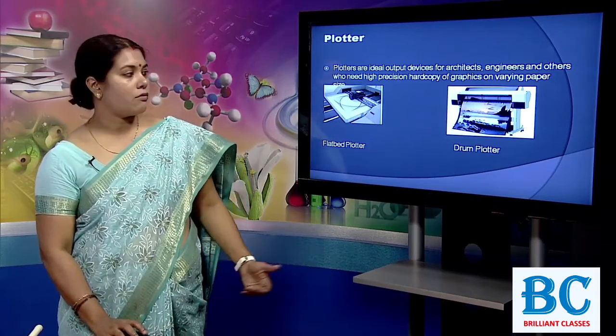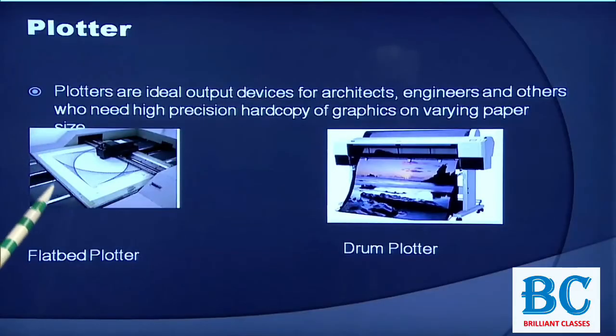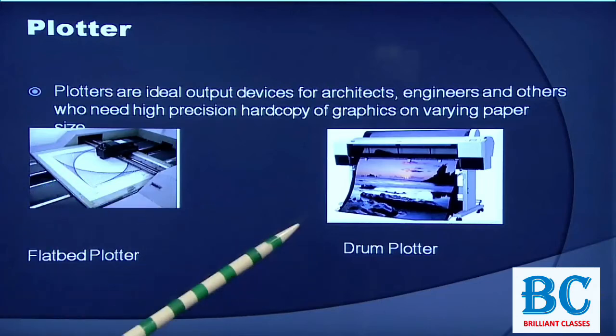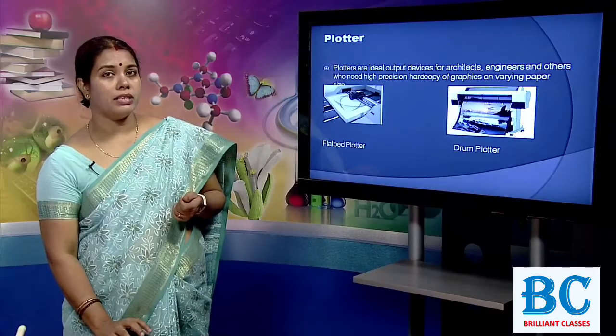You can see there are two categories of plotters, flatbed plotters and drum plotters. You can see the diagram. Flatbed plotters are meant to be kept on a table, with a restriction on paper size, and we have drum plotters, which are of big size and use rolls of paper of unlimited length.